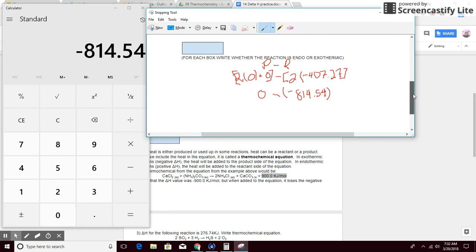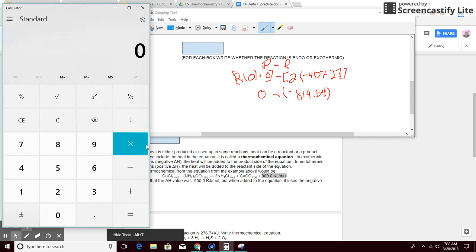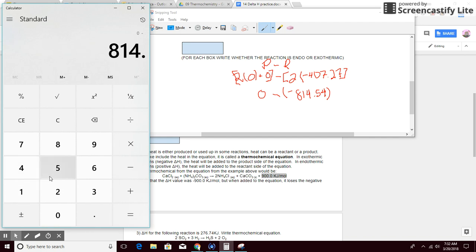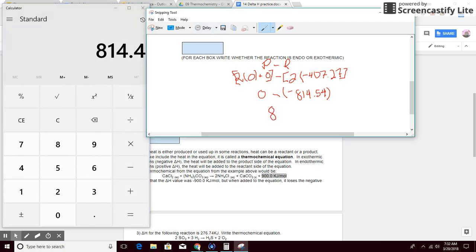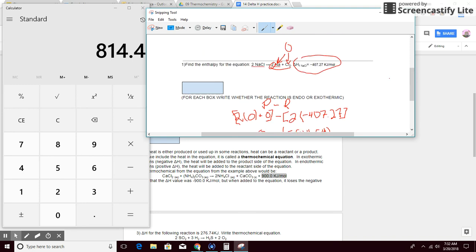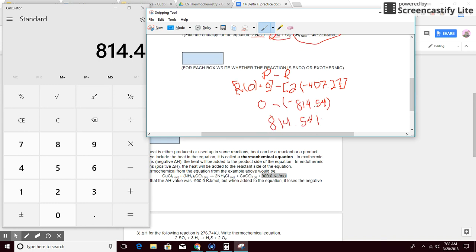Okay. Now, you might be wondering, why did I mess with this side where the answer was going to be so obviously 0? And here's why. I'm going to plug this in my calculator just like I have it. 0 minus negative 814.54. Ta-da! It becomes positive 814.54. So we have to be very careful with signs in these kinds of questions. My units are going to be kilojoules. kJ for kilojoules, that's 1,000 joules.